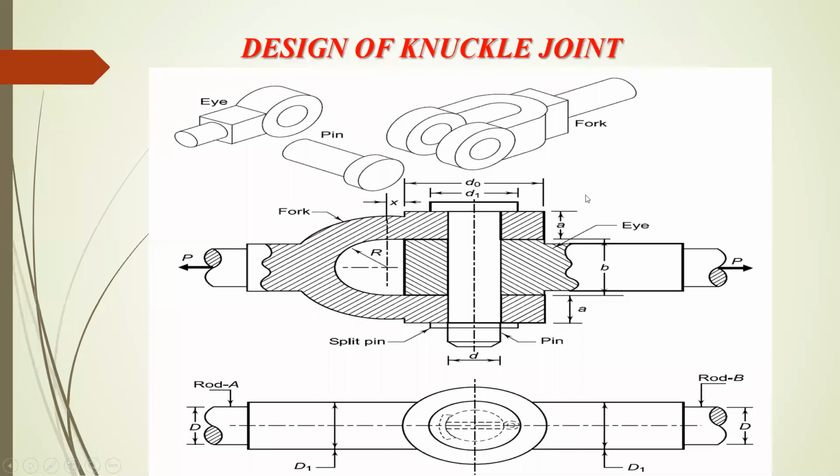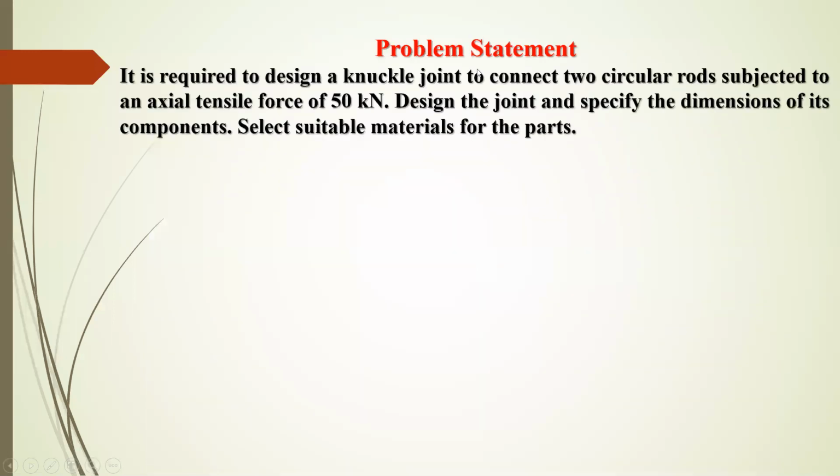So we will start with the first problem statement, what is to be designed. The problem statement is like this. It is required to design a knuckle joint to connect two circular rods subjected to an axial tensile force of 50 kilonewton. As we discussed, a knuckle joint is only used for transferring axial loads. So here a 50 kilonewton load is to be transferred with the help of this knuckle joint. Design the joint and specify the dimensions of it. We have to specify the dimensions, give a complete diagram of the knuckle joint with all these dimensions, and select suitable material for the parts. That is part of the design process. We have to select the proper material.